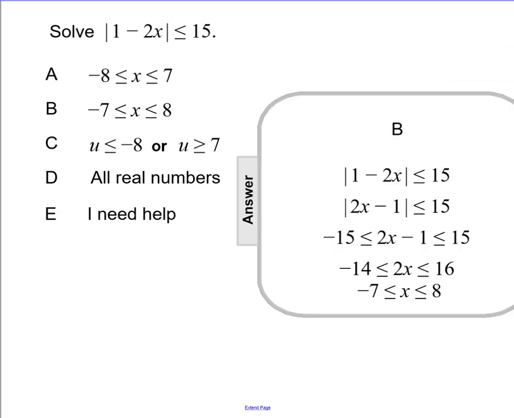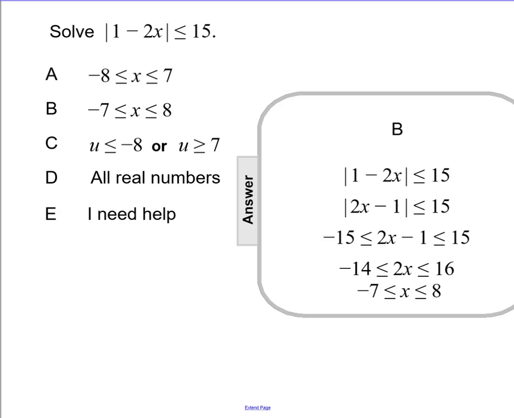So here's where I factor out my negative 1 right here. I start with the absolute value of 1 minus 2x. I factor out the negative 1, and there you see we have the absolute value of 2x minus 1, just like I did a few seconds ago.